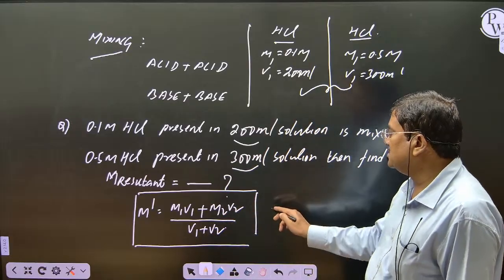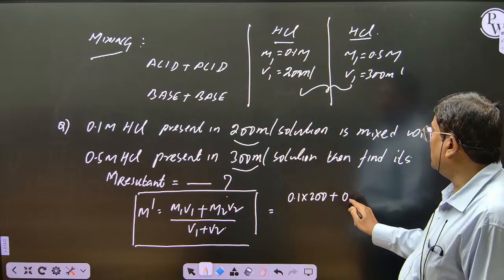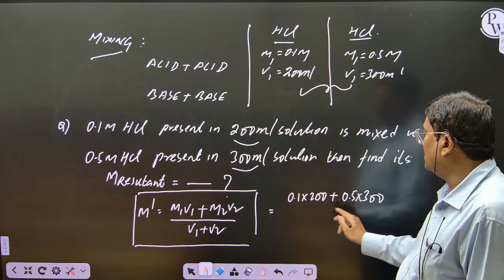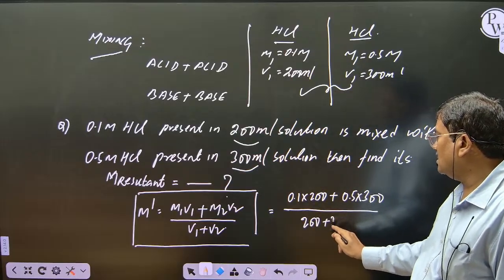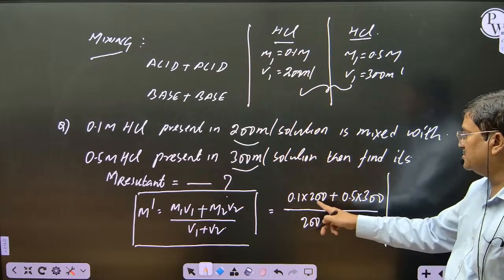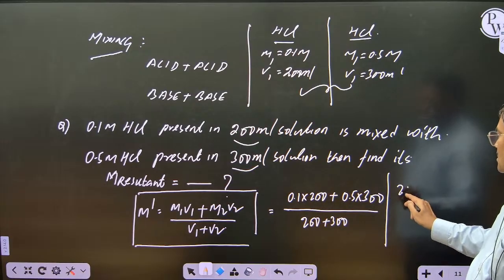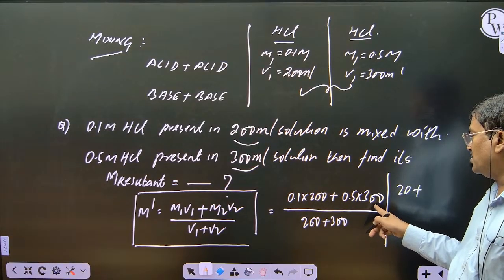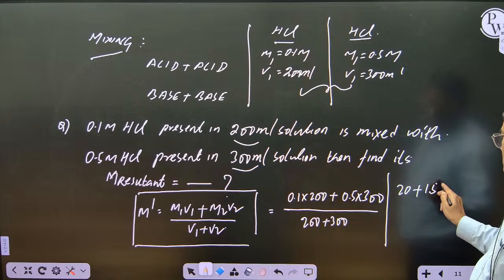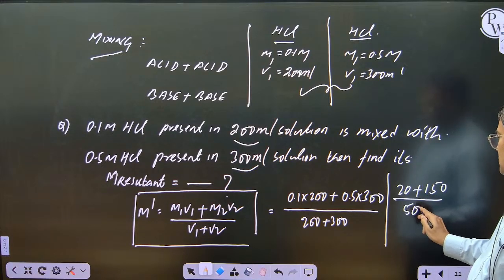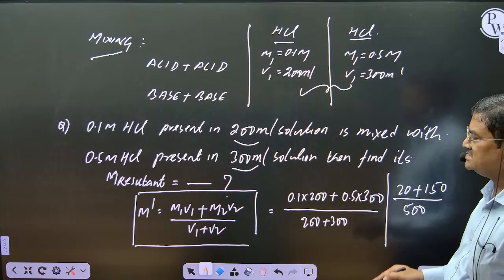Now direct substitution. What is the initial molarity? 0.1 into 200 plus 0.5 into 300. What is the total volume? 200 plus 300. Getting the idea, all of you? 200 into 0.1 will give number of millimoles, that is 20. 20 plus 300 into 0.5, which is half of 300, that is 150. This is divided by 500. So 150 plus 20 comes 170.